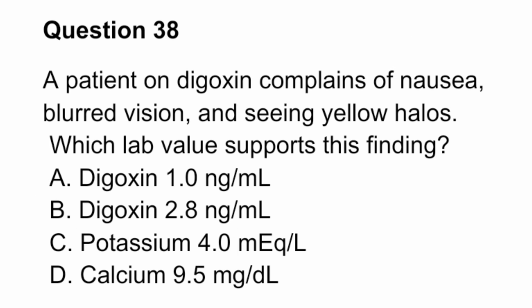Question 38. A patient on digoxin complains of nausea, blurred vision, and seeing yellow halos. Which lab value supports this finding? A. Digoxin 1 nanogram per milliliter. B. Digoxin 2.8 nanograms per milliliter. C. Potassium 4.0 milliequivalents per liter. D. Calcium 9.5 milligrams per deciliter.